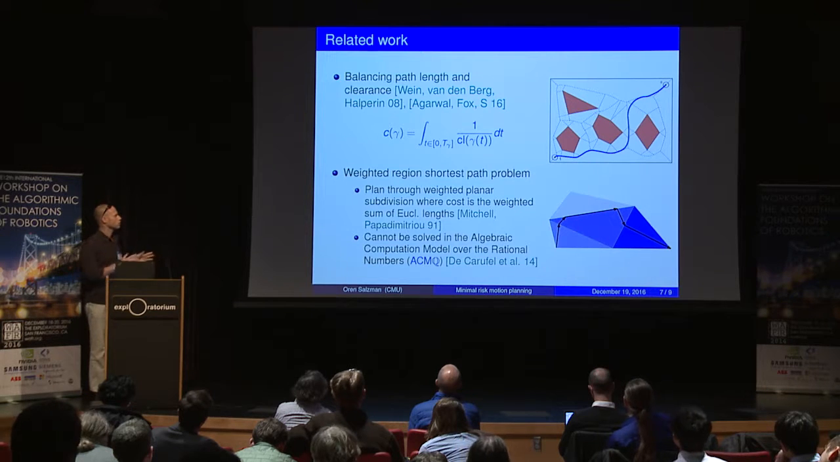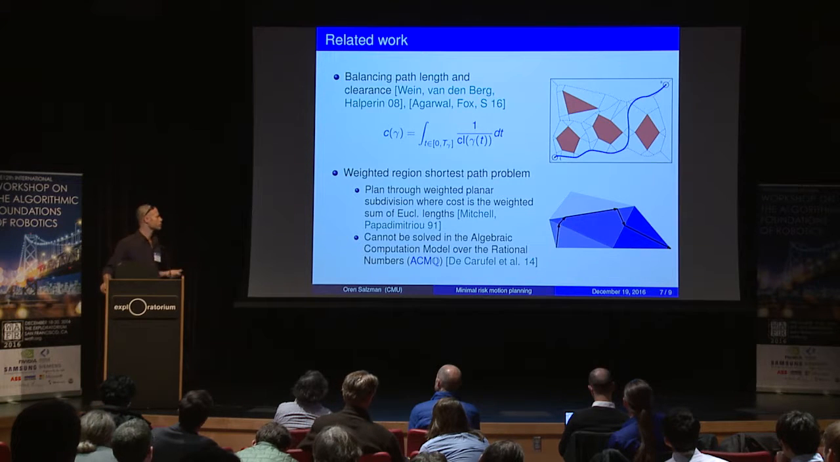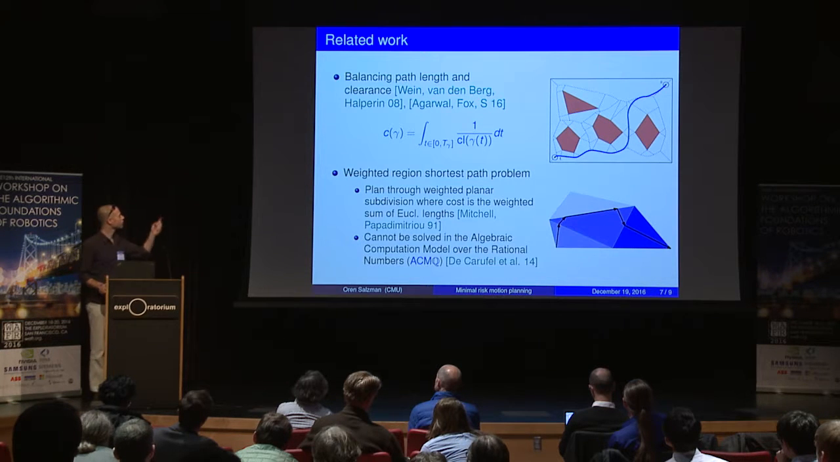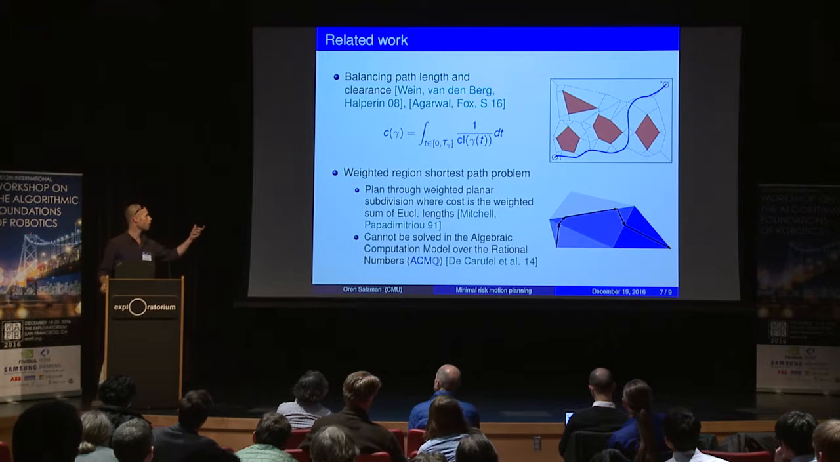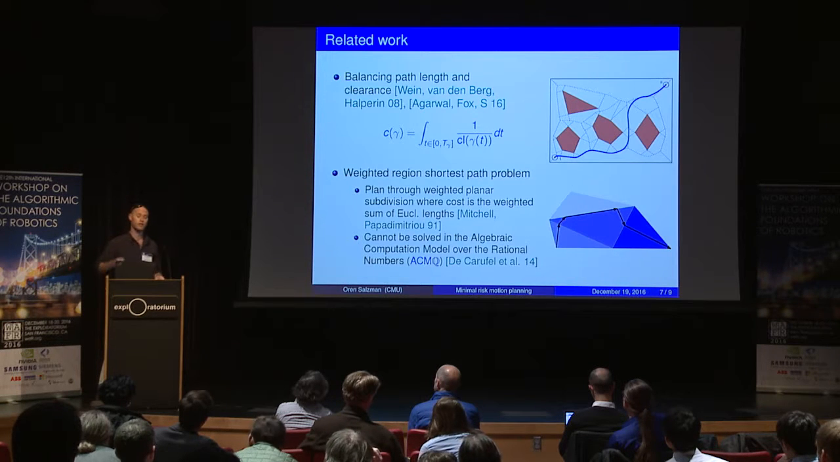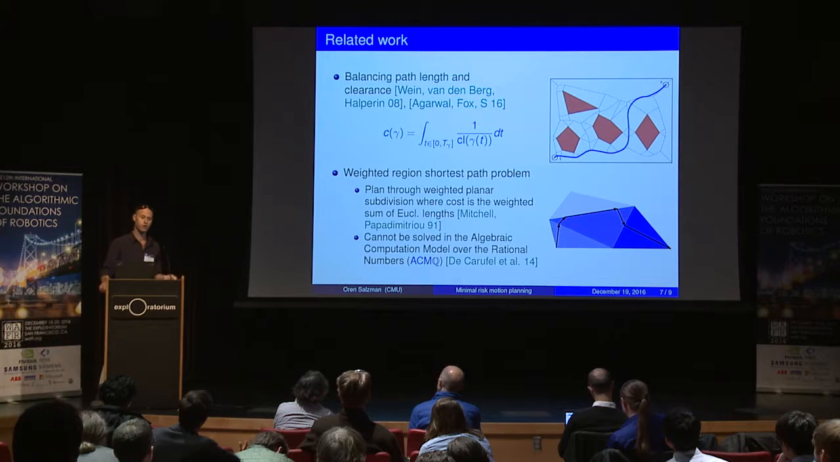Some more related work. The cost function that we proposed here actually originated from a problem from 10 years ago at WAFR. The 2008 paper is their journal version of the problem, where they balanced path length and path clearance. Their cost function integrates over the path, at each point taking one over the clearance. Although we don't know if that problem is hard or not, there is a PTAS for it, so we can get a 1 plus epsilon approximation for any epsilon. In that sense, this is very encouraging.